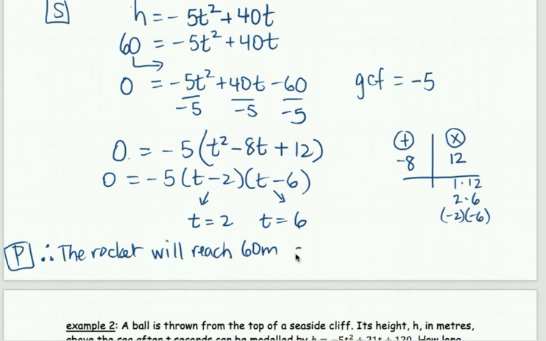We'll reach 60 meters at 2 seconds and at 6 seconds.